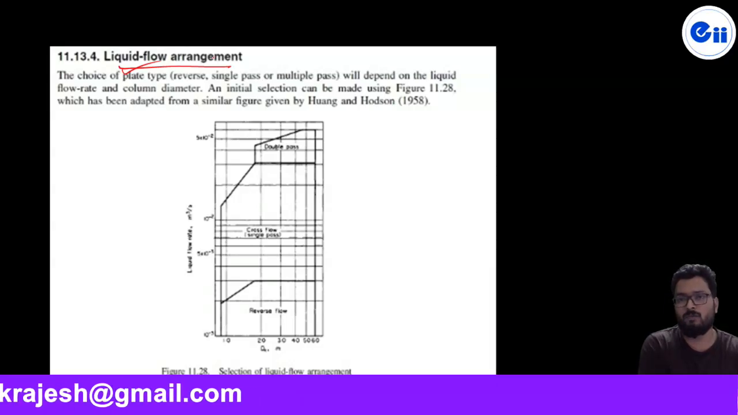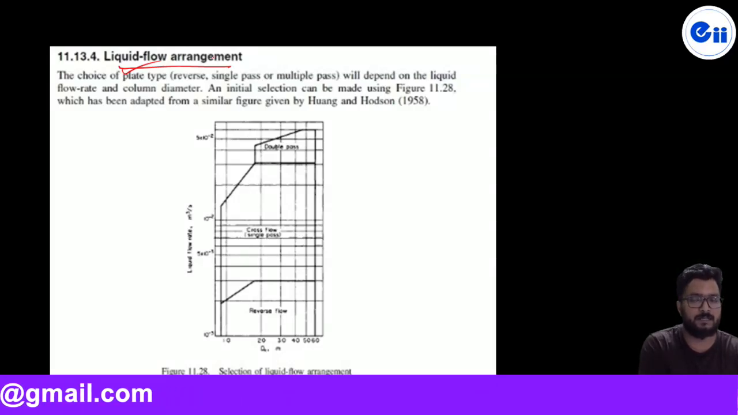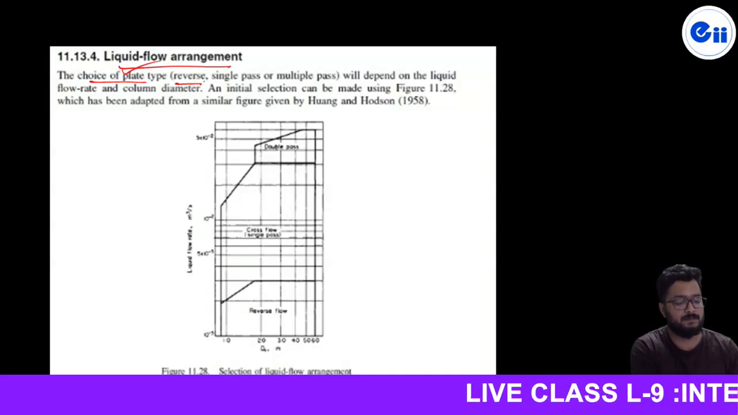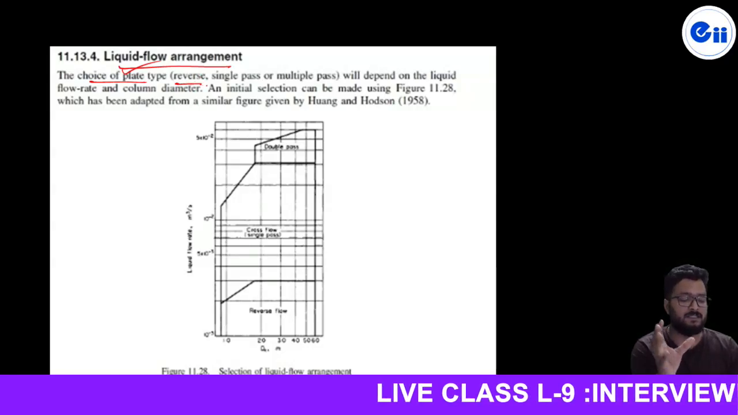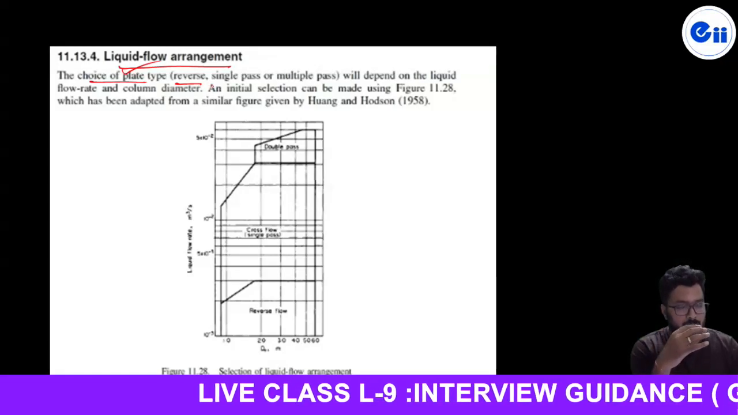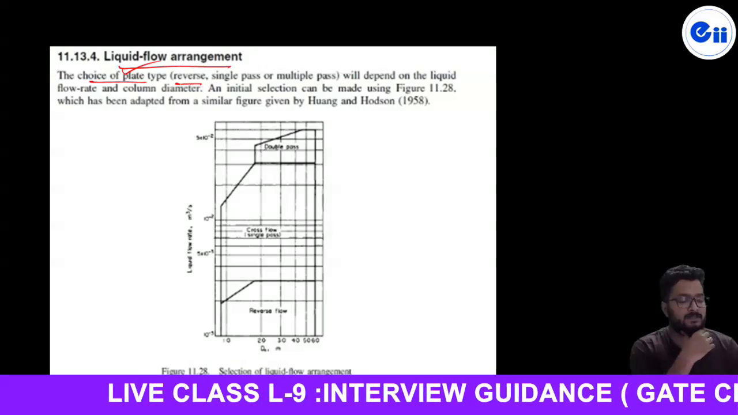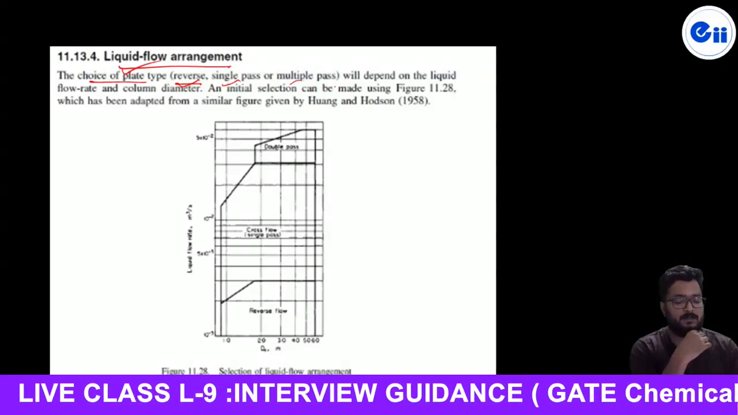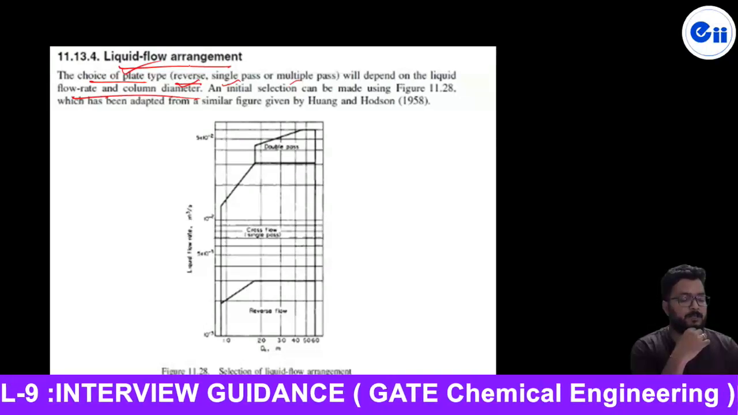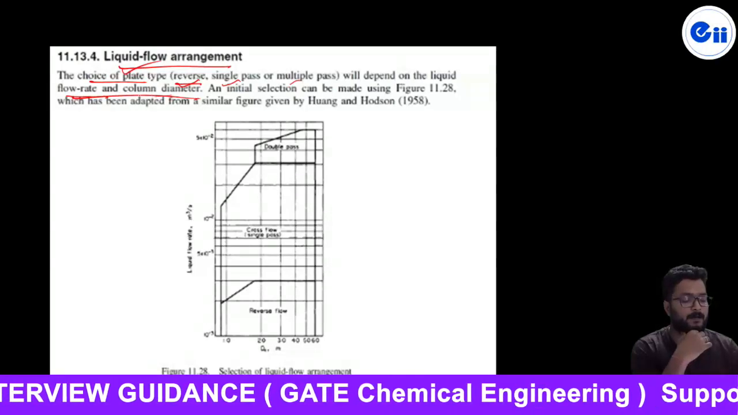It is very important to have a liquid flow arrangement, because, as I told you when I was dictating, it depends upon the diameter of the column and the liquid flow rates. And you can say this is the choice of plate type. There are 3 types of plate, on the basis of flow pattern, not on the basis of construction. One is reverse, single pass, or multiple pass. It will depend upon the liquid flow rates and column diameter. So the type of liquid flow arrangement will depend upon the flow rate of liquid and column diameter.